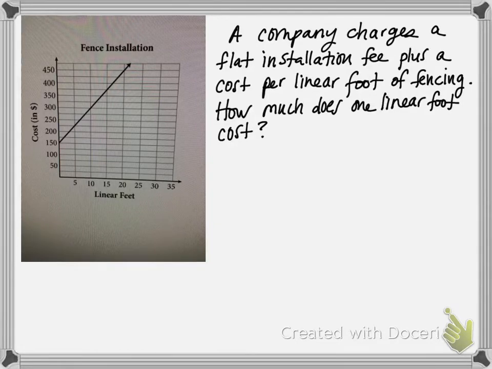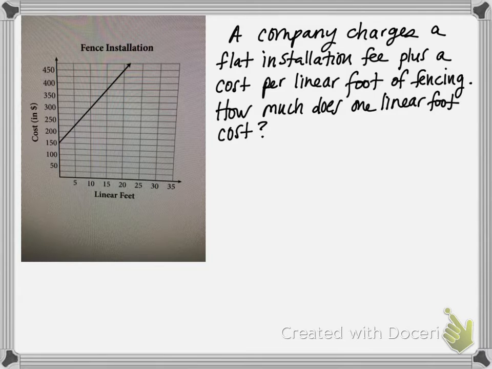So in this scenario, we have a picture of a graph that represents fence installation. The x-axis is linear feet and the y-axis is cost, and it says a company charges a flat installation fee plus a cost per linear foot of fencing, and we're supposed to find that cost for 1 linear foot.